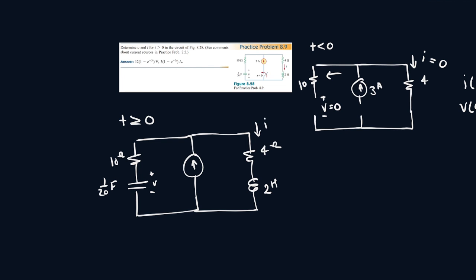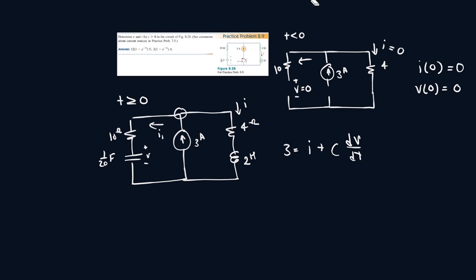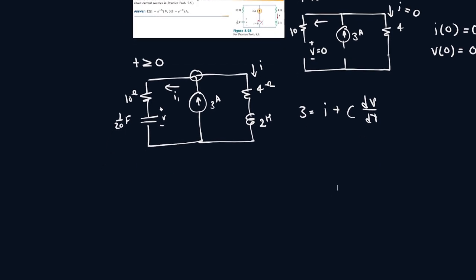So the first thing we're going to do is write the nodal equation at this point. So we have another current, let's call this I1, and this is obviously 3 amps. So 3 amps is equal to this I value plus I1, and I1 can be represented by C times dV over dt, okay? So because of this capacitor. Right now I'm trying to solve for V.